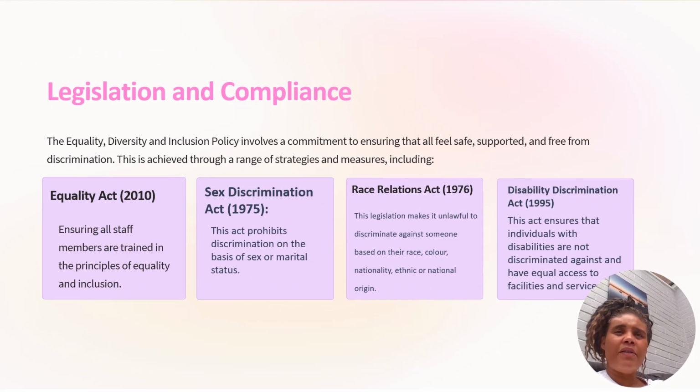To ensure equality, there are specific laws and acts in place that organisations must comply with. Some of the key legislation includes the Equality Act. This comprehensive law protects individuals from discrimination based on their age, disability, gender reassignment, race, religion or belief, sexual orientation, marriage and civil partnership. We've also got the Sex Discrimination Act, which protects people based on their marital or sexual status. The Race Relations Act, which we spoke about on the previous slide. And then we've got the Disability Discrimination Act, and this ensures that individuals with disabilities are not discriminated against.